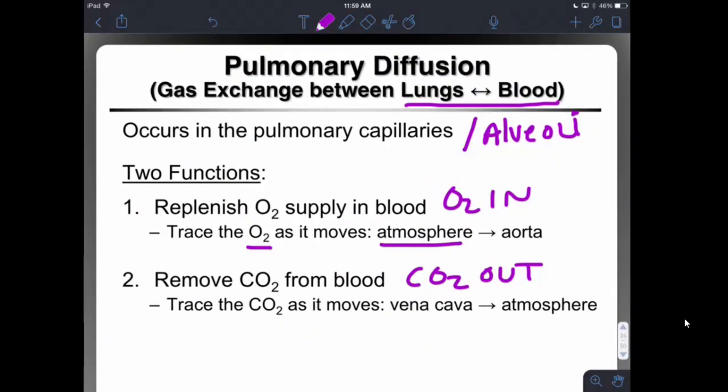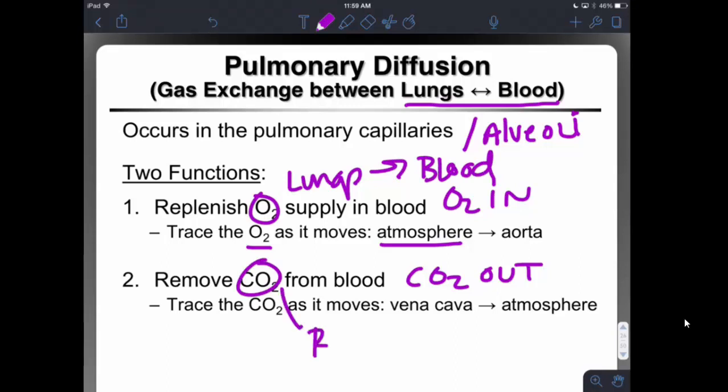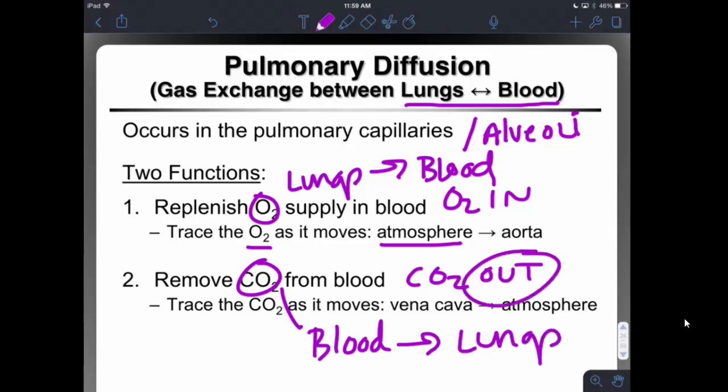So pulmonary diffusion is very simply gas exchange between the lungs and the blood. Oxygen moves from the lungs into the blood. And CO2 is going to move from the blood into the lungs, so we can get it out.